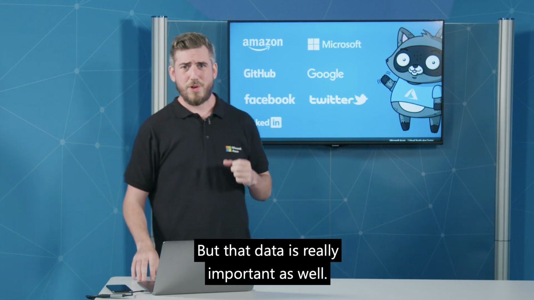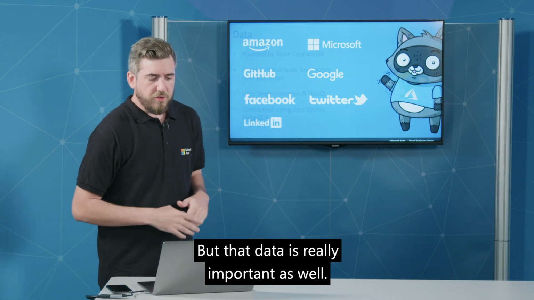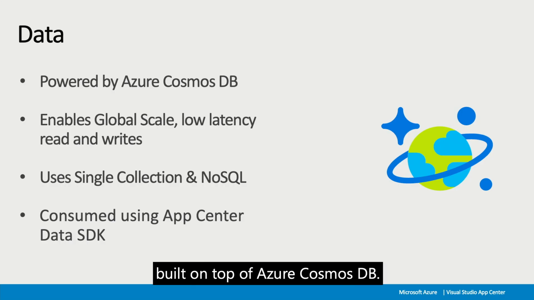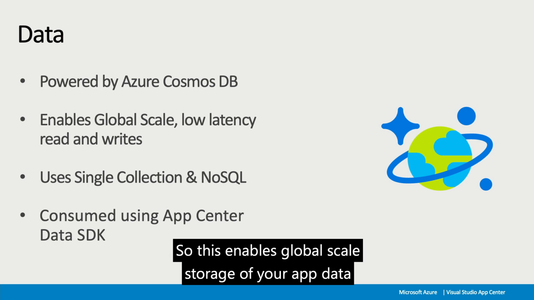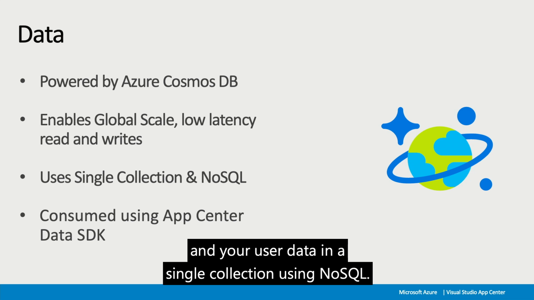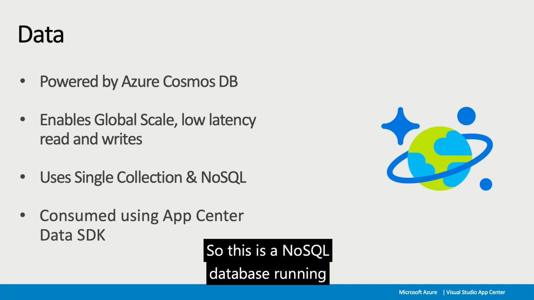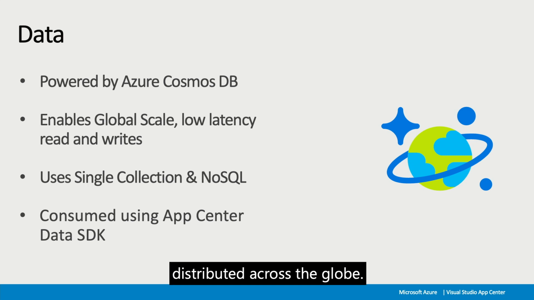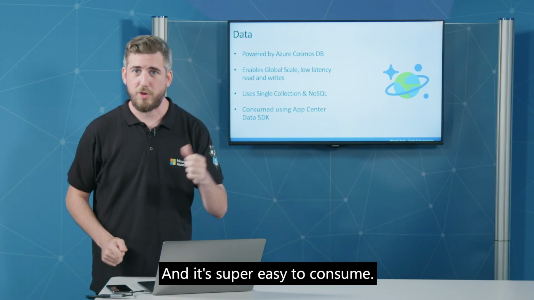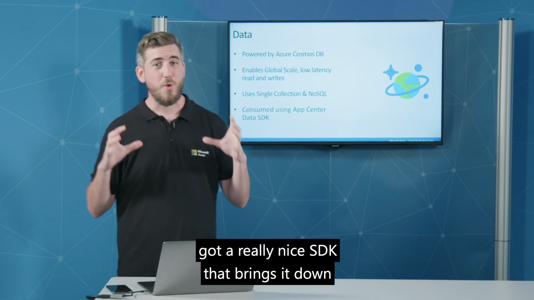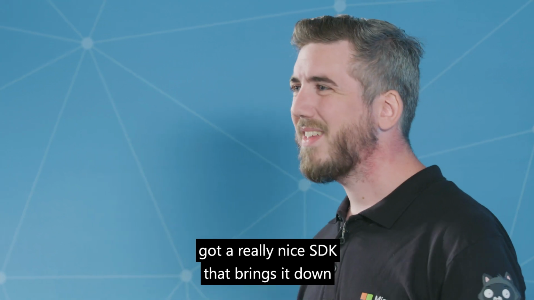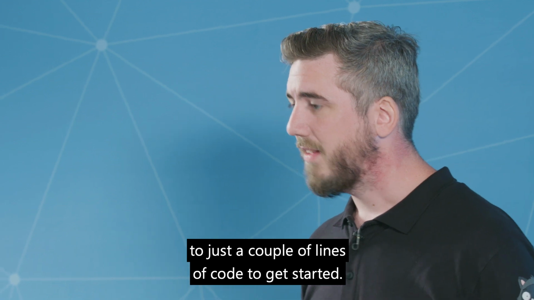But that data is really important as well. So we've built a data solution that's built on top of Azure Cosmos DB. This enables global scale storage of your app data and your user data in a single collection using NoSQL. So this is a NoSQL database running distributed across the globe, and it's super easy to consume. Just like the authentication, we've got a really nice SDK that brings it down to just a couple of lines of code to get started.